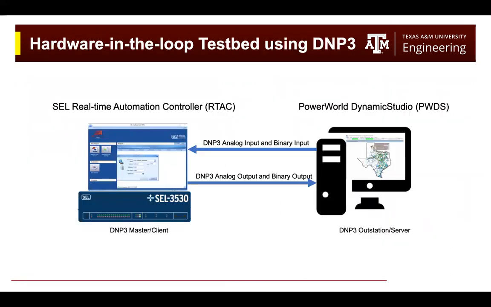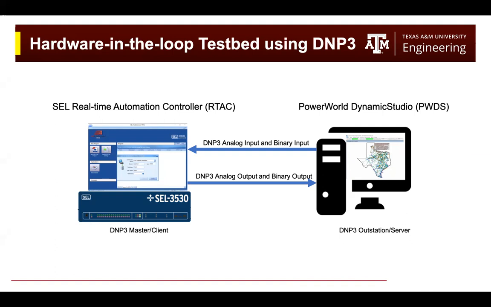In this paper, we propose an idea to use the DNP3 protocol to build a hardware in the loop testbed, where we use Power Dynamics Studio to run the real-time power system simulation and use Schneider's real-time automation controller to be the DNP3 master. PowerDS has a DNP3 functionality that makes the software a standalone DNP3 server and generates DNP3 packages with the real-time power system simulation data.